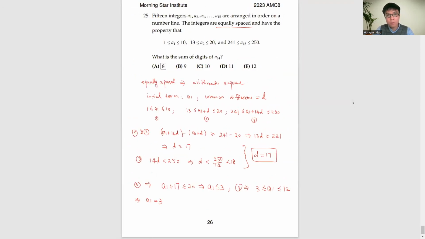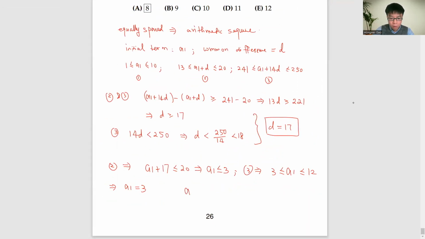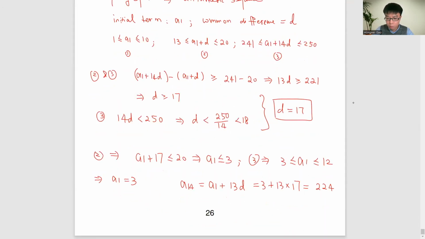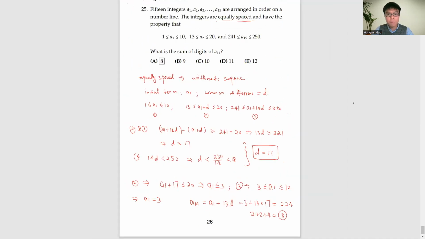The question is asking for A14. A14 is A1 plus 13D, which gives you 3 plus 13 times 17. This is 224. Now the sum of digits is 8 because 2 plus 2 plus 4 equals 8. And so our answer to this question is 8.